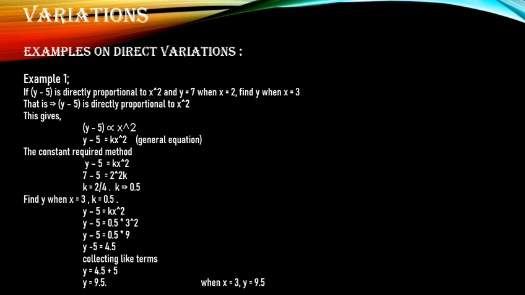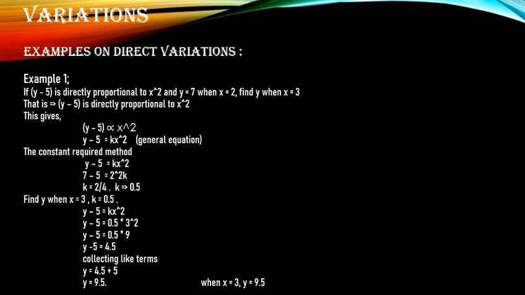Using y is equals to 7, where you see y you put 7. 7 minus 5 is equals to, where you see x you put 2, because we are looking for the k, so we have to input those values to get the k. So 7 minus 5 is equals to 2 raised to power 2 times k. Using k as subject of formula, k is equals to 2 over 4. That's 1 over 2 or 0.5.